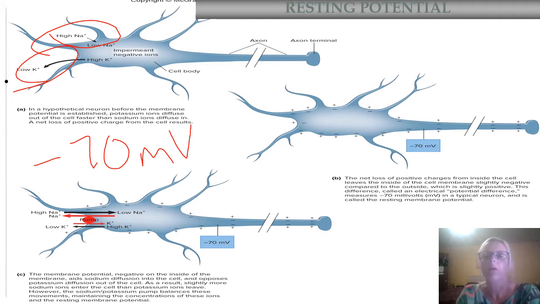Now over here at B, when more sodium goes out, that loss of positive charge in the cell is going to cause that distribution change, and so it's going to be more negative on the inside and more positive on the outside, causing what we call a potential difference or an electrochemical gradient. So slightly positive outside and -70 inside is the typical neuron for resting membrane potential.